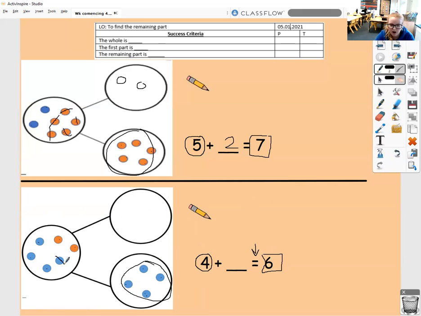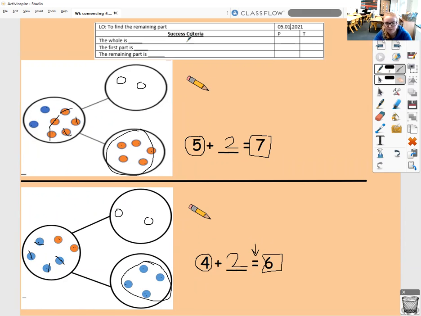What is our remaining part? If these 4 counters have been moved into this part here, what is our remaining part? Our remaining part is 1, 2. Draw them in here. Our remaining part is 2. Let's say our number sentence together. So 4 plus 2 equals 6.